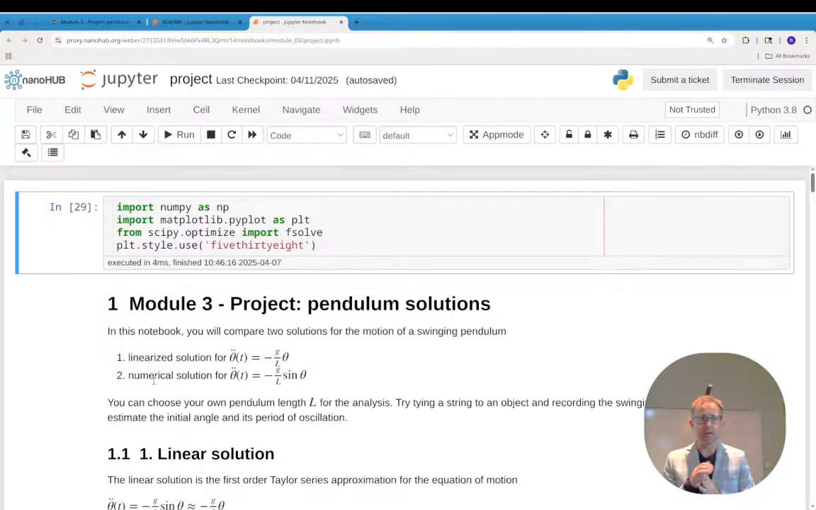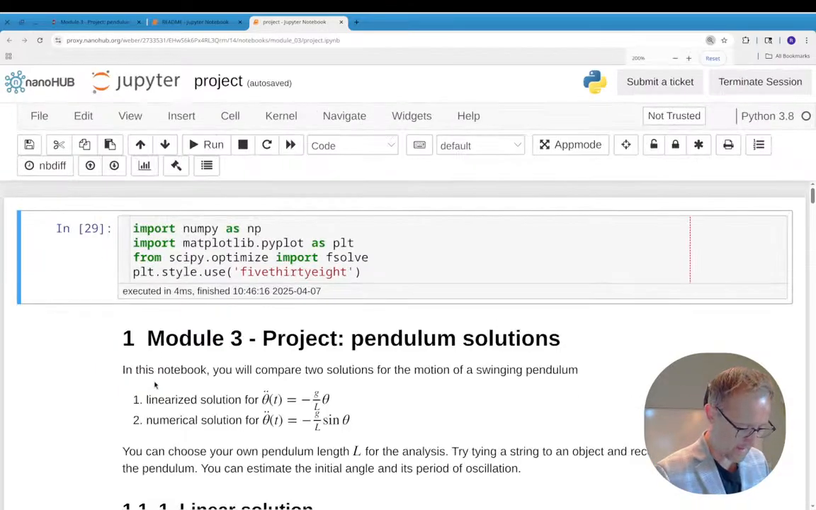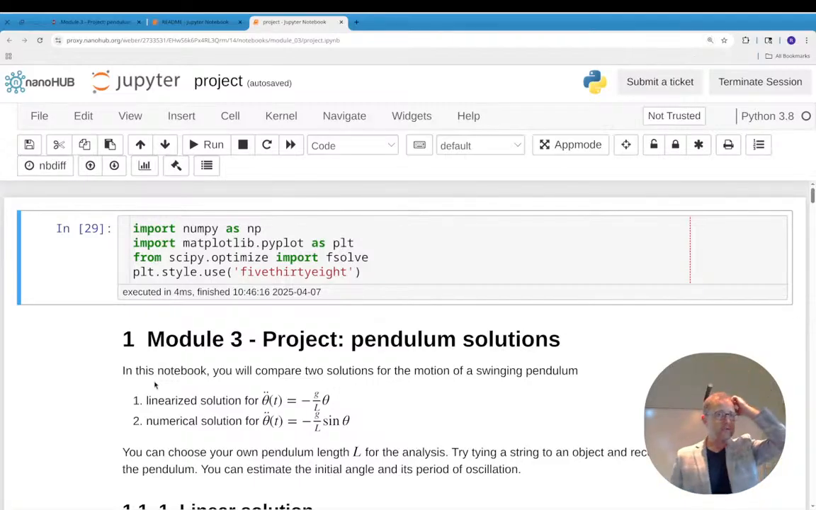So I'll do a little tour through project 3, and then we'll take some measurements, make a prediction, take a measurement, and figure out what the error was, how much error we had in our prediction.